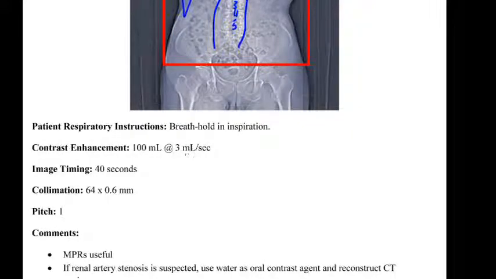The respiratory instructions, once again, is breath hold at inspiration, 100 milliliters at 3 milliliters per second, taking roughly around 33 to 34 seconds to actually carry it out for the contrast. And so after your contrast injection is completed, around 40 seconds is when you're going to scan. So you're going to have an overlap of around 5 to 6 seconds, and then the scan will commence. And the collimation is going to be about 64 by 0.6 millimeters, and the pitch is going to be 1.